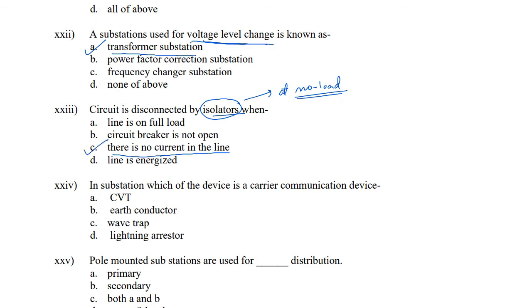Now we'll go for the question number 14. In substation, which of the device is a carrier communication device? The options are CVT, that is capacitance voltage transformer, earth conductor, wave trap, lightning arrestor. The option wave trap, that is option C, is the correct answer here.